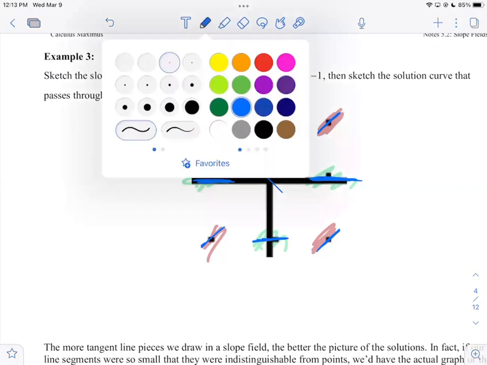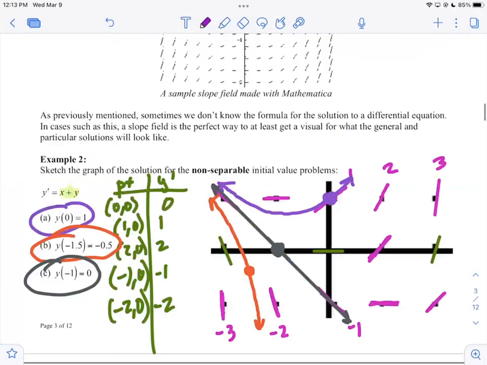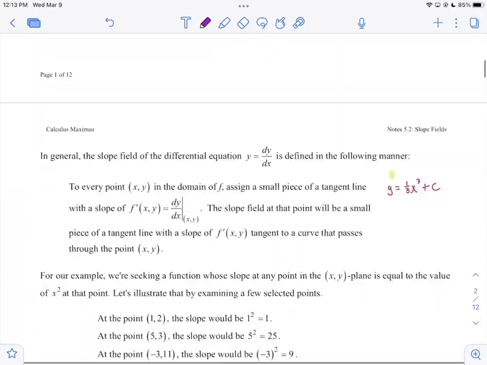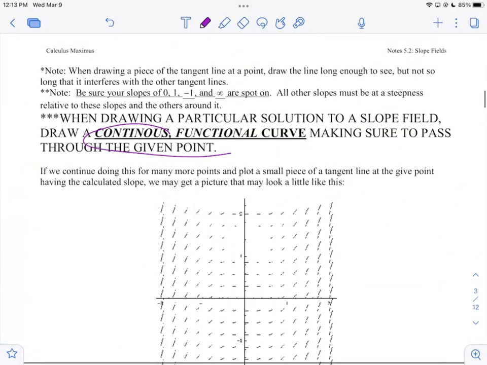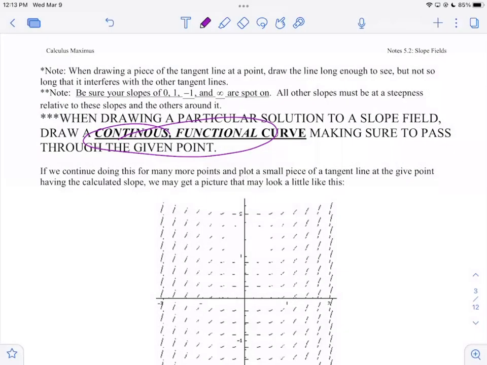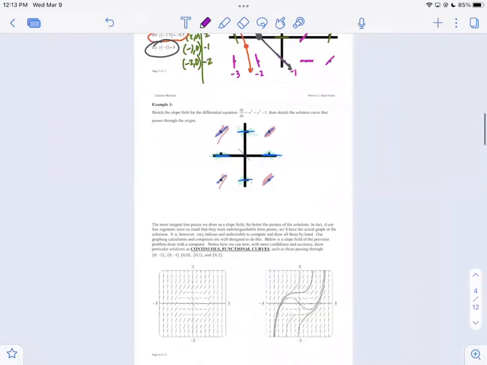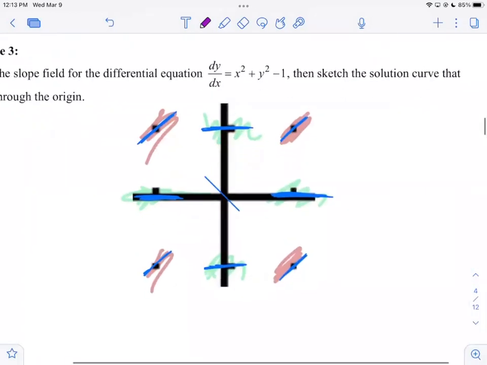All right, now draw the solution that passes through the origin. So the solution curve, remember, and it goes back to the definition, it's got to be a continuous function. So as soon as you hit any type of discontinuity, you don't sketch it anymore. So if I come down here through the origin, I'll just use the same line quality. I have to make sure that I hit the origin. Typically you're going to want to put a dot there, accent it, make it a little bit bigger. And now you go with the flow.